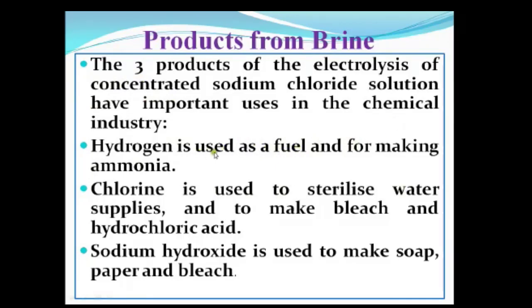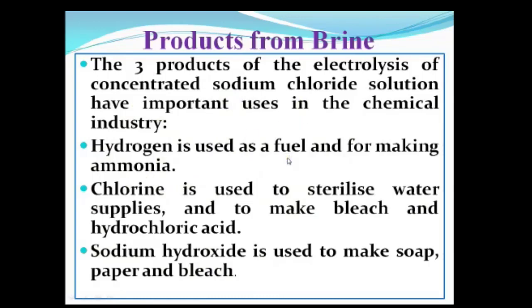the three different products which are formed from the solution here, solution of sodium chloride, and their uses as we have seen. As I told you that the hydrogen is used as a fuel and for making ammonia. Also the chlorine is used to sterilize water supplies, and to make bleach and hydrochloric acid, whereas the sodium hydroxide is used in soap also, and paper and bleach. So these are the different uses of these chemicals, compounds which we are getting from the product of the brine.